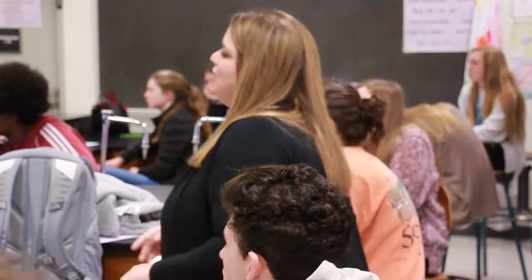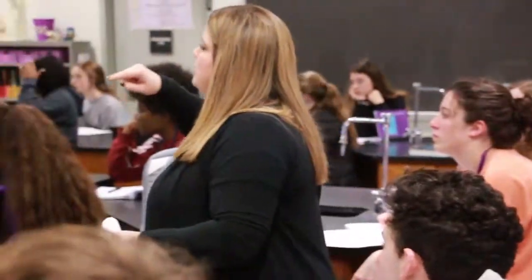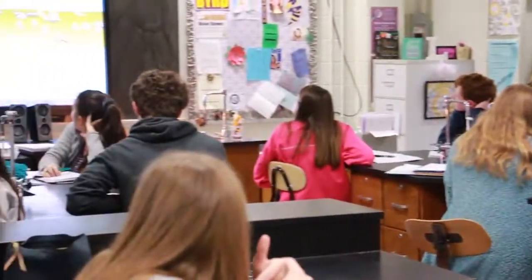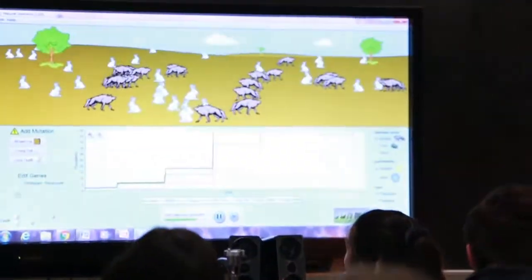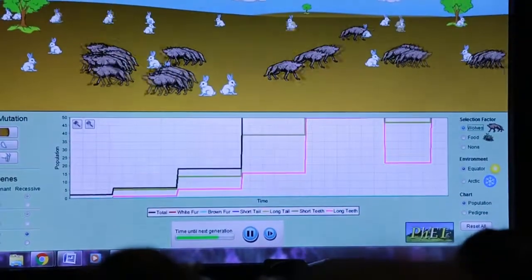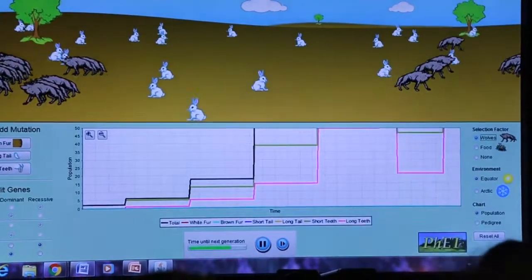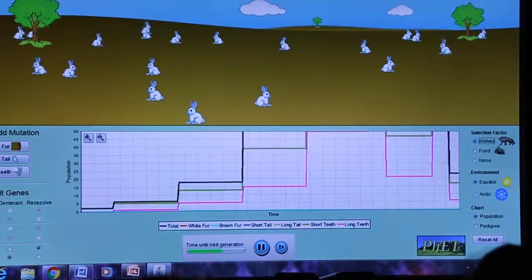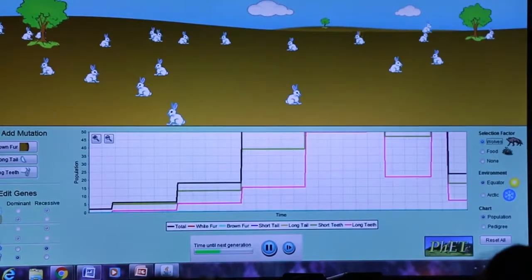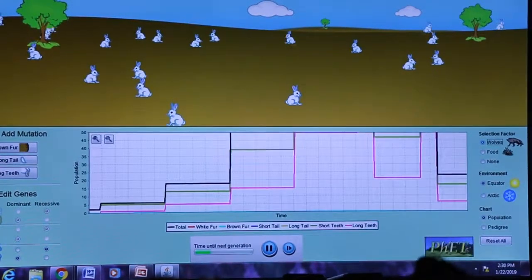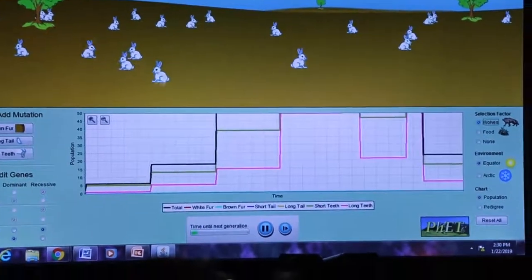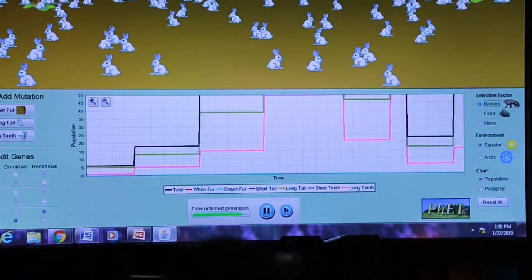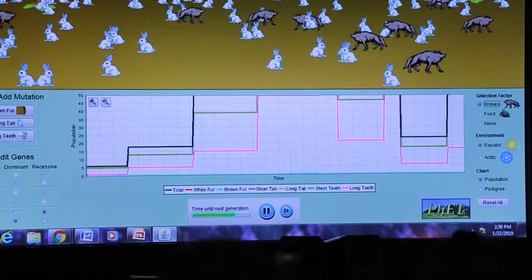Look at your graph right here that you see coming up. Do you see a difference in the selection pressure for our short teeth or our long teeth? Or are they being impacted the same way? The short are green and the long are pink. They're the same, right? They're being affected the same. So is there an advantage against wolves for these bunnies who have long teeth? No. Okay.